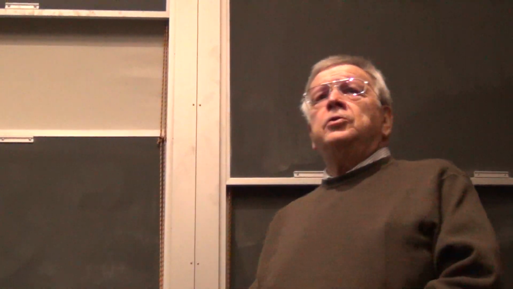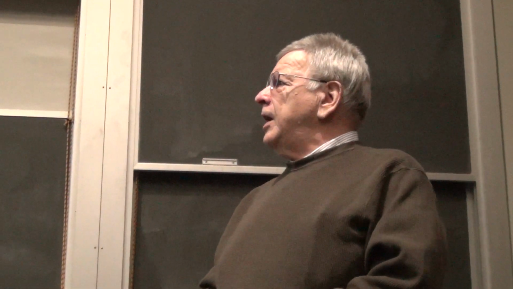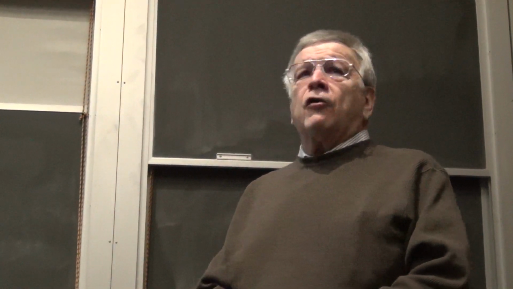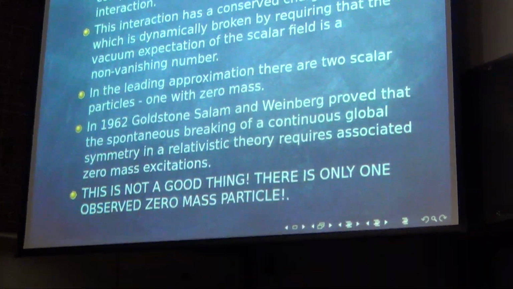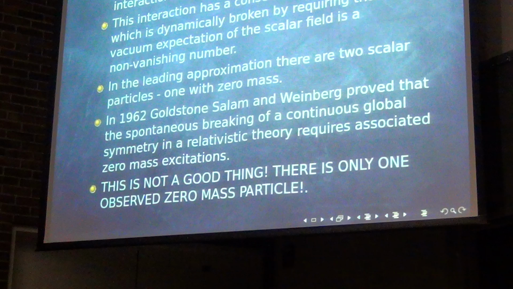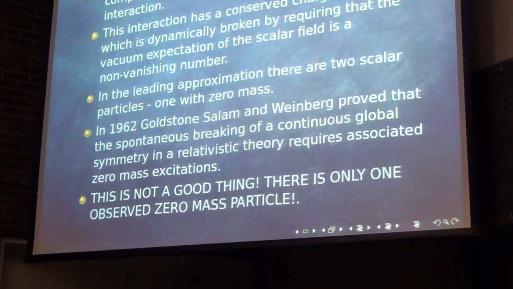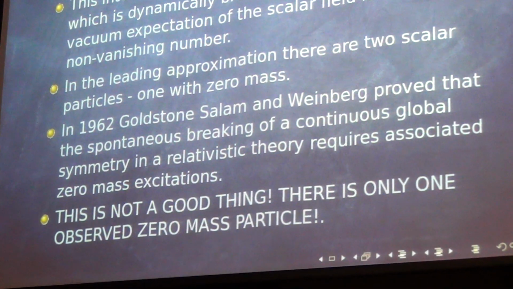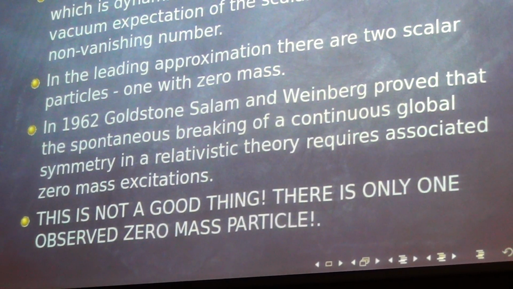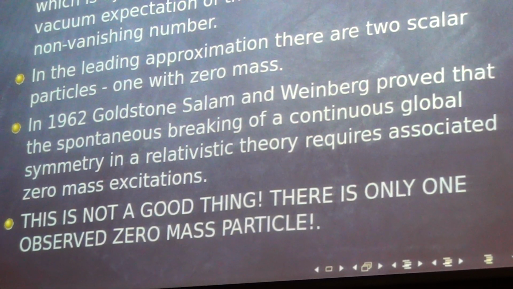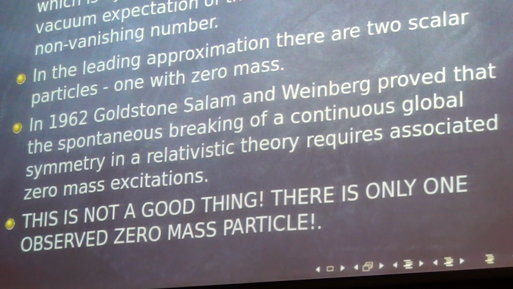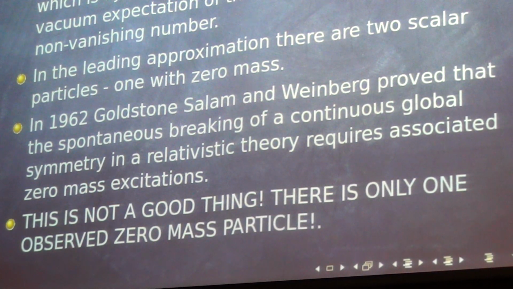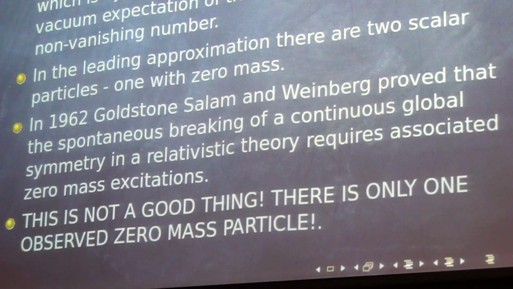In 1962, Goldstone, Salam, and Weinberg very carefully proved that, for physicists, of course, since I see a mathematician here, for physicists, they very carefully proved that in relativistic theories, if you have a spontaneous breaking of symmetry, a departure from symmetry in the manner that these two theories had, you must always have a zero mass boson.